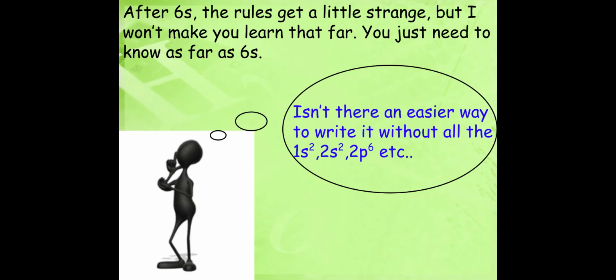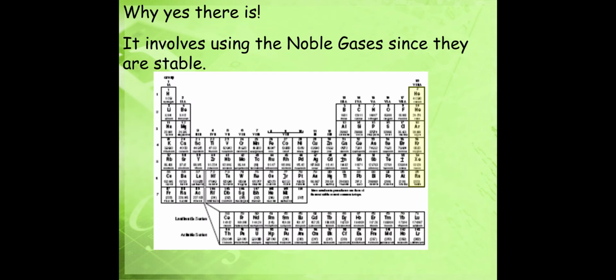Isn't there an easier way to write it without all this 1s2, 2s2? Yes, there is. It involves using the noble gas, since they are stable. So we can write the electronic configuration using a shortcut. It's called noble gas electronic configuration notation.